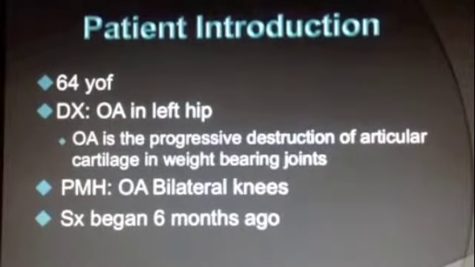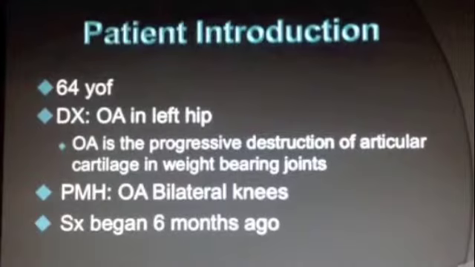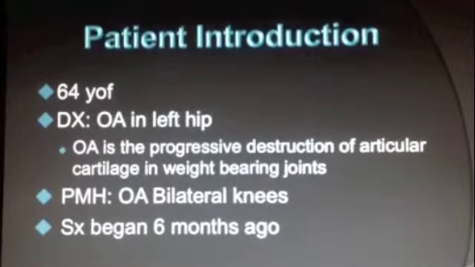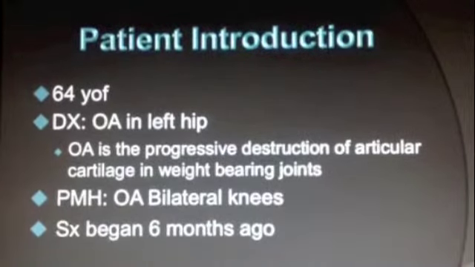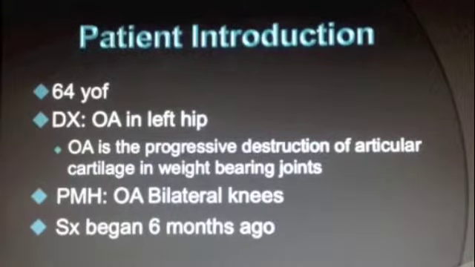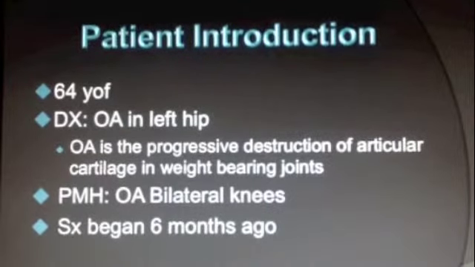So, a little bit about my patient. She's a 64-year-old female who was referred to physical therapy by her doctor after a diagnosis of OA in her left hip. OA is the progressive destruction of articular cartilage in weight-bearing joints. She also has a past medical history of OA in both of her knees, and her symptoms from her OA in her hip have started affecting her about 6 months ago.